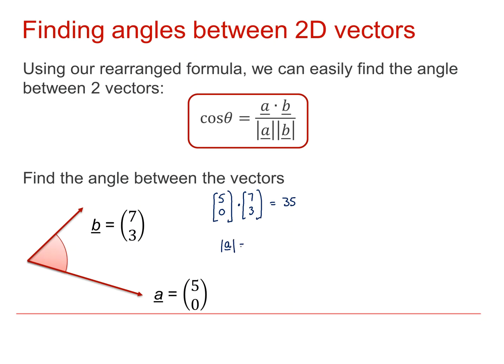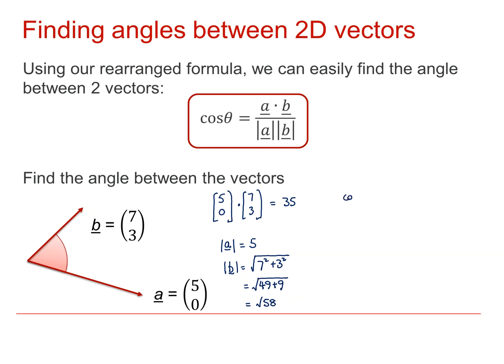Well, the magnitude of A is just 5 and the magnitude of B is the square root of 7 squared plus 3 squared. That's the square root of 49 plus 9, which is root 58.